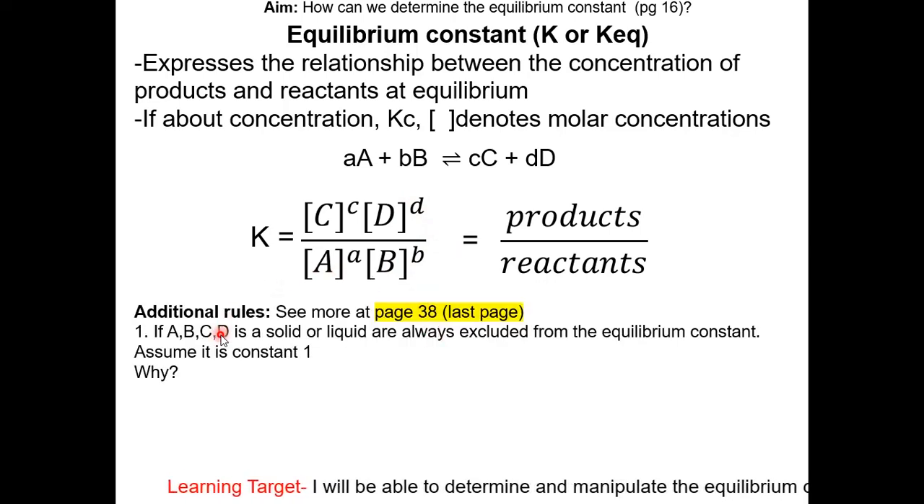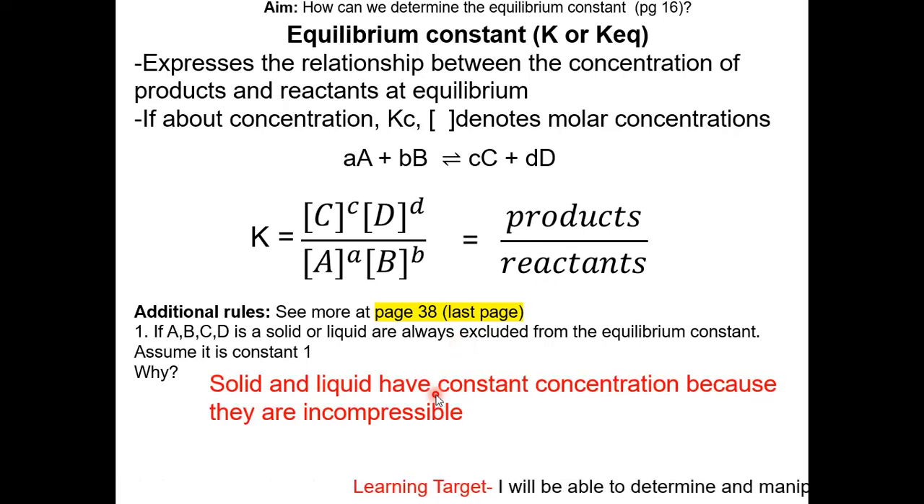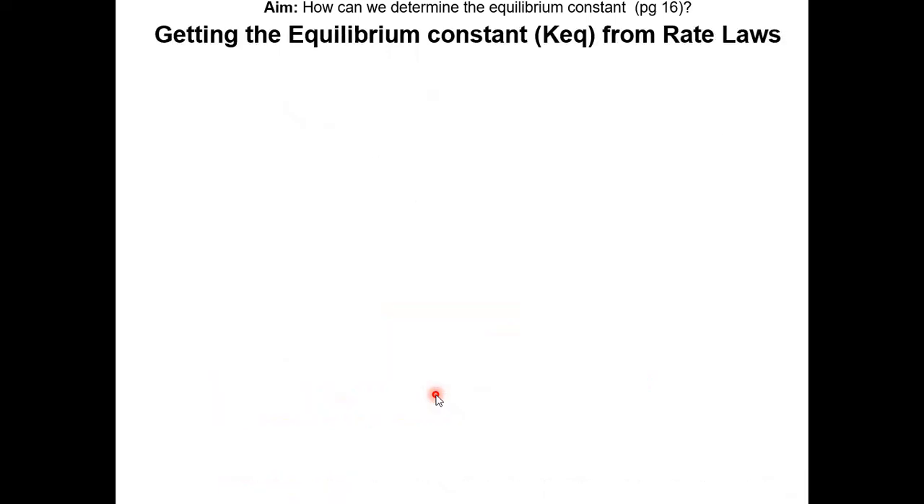Keep in mind, if A, B, C, or D is a liquid or solid, they are always excluded from the equilibrium constant equation. Assume it is constant 1. The reason for this is that solids and liquids have constant concentration because they're incompressible.